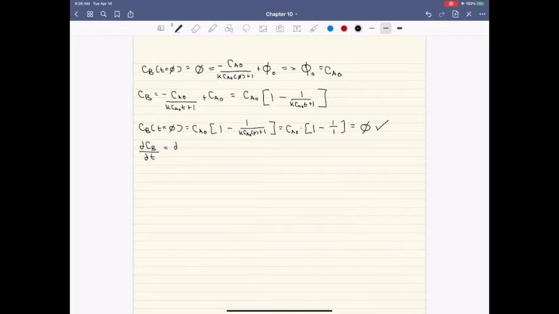So what we're going to do now is take the derivative of our equation. So our CA naught times 1 minus 1 over k CA naught t plus 1 here. Okay? And really, to simplify this, this part right here, CA naught times 1, that's a constant, so its derivative is going to be 0. So we don't even really need to worry about that. All we really need to worry about is this term over here. So I'll rewrite it like this.